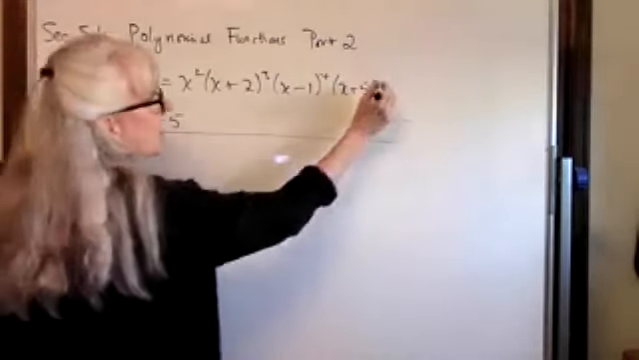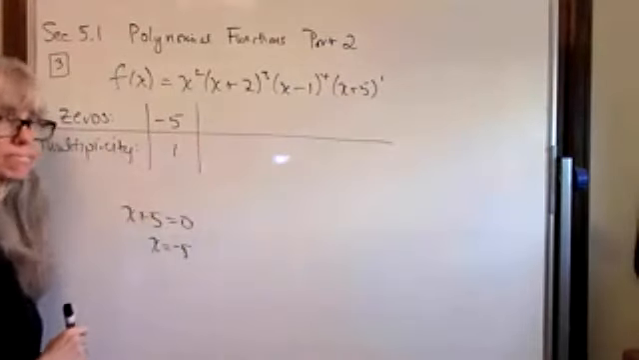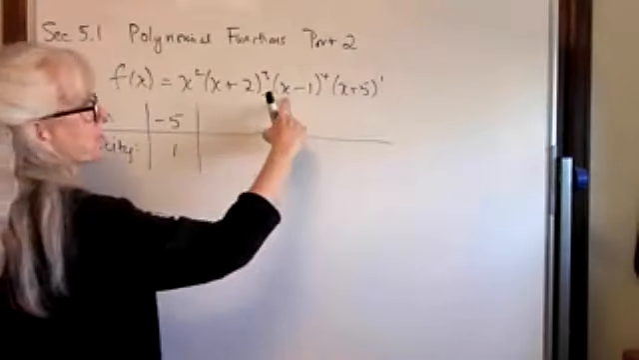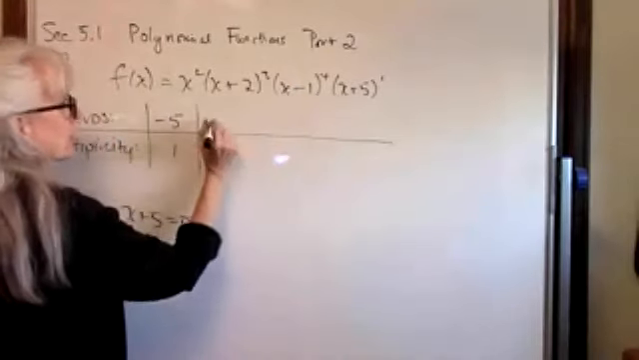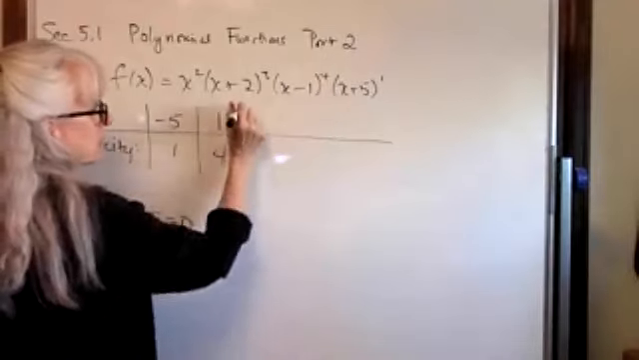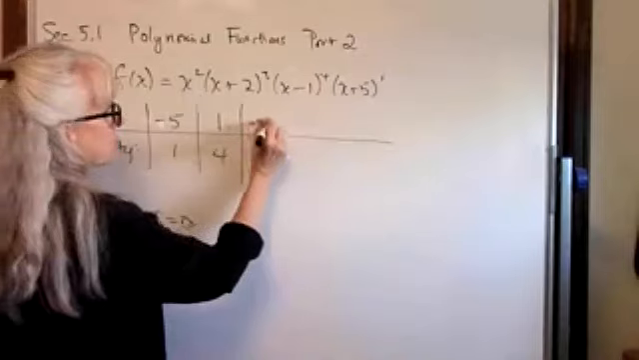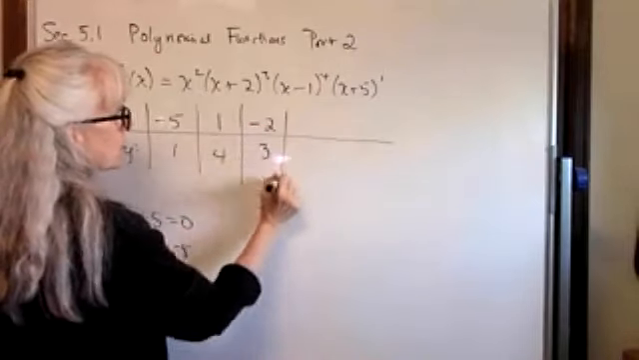This -5 has an outside exponent of 1, so its multiplicity is 1. And then we're going to finish it. So if you set x minus 1 to 0, you'll get an x equal to 1. It has a multiplicity of 4. That's that outside exponent here. On the inside, if you set x plus 2 to 0, you'll get a negative 2. Its multiplicity is 3. That's this 3.